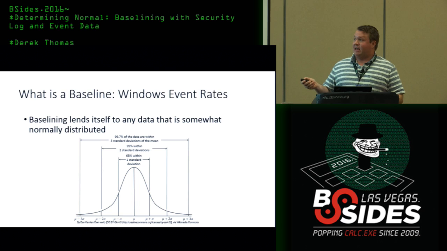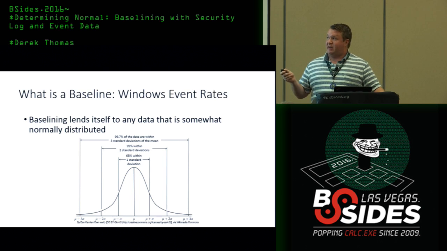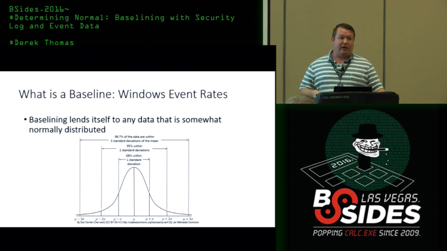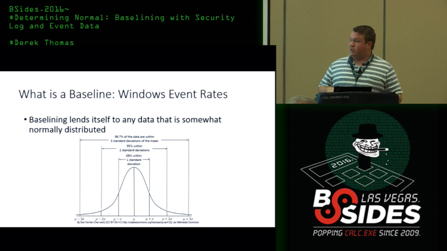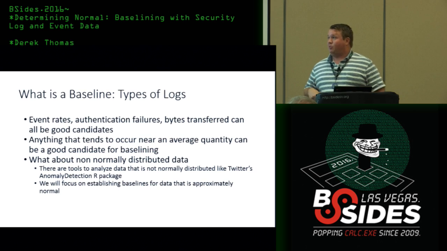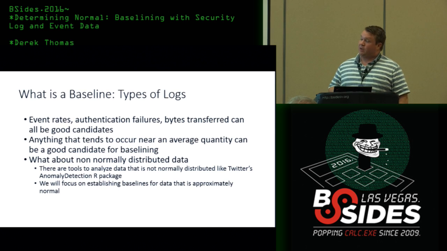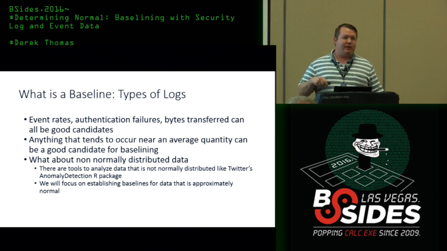And if it follows a normal distribution, you can see that 68% of the time, it'll fall within one standard deviation above or below the mean, and 95% of the time, within two standard deviations above or below the mean, and then 99.7%, three, give or take. So we're going to be using this data to create our thresholds after we've determined that the data is approximately normal.